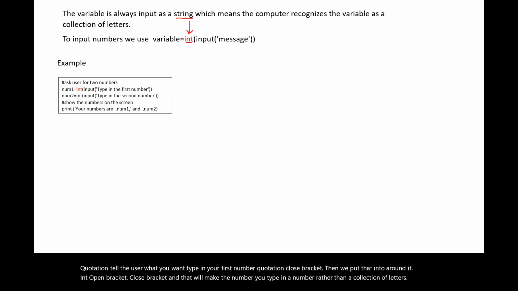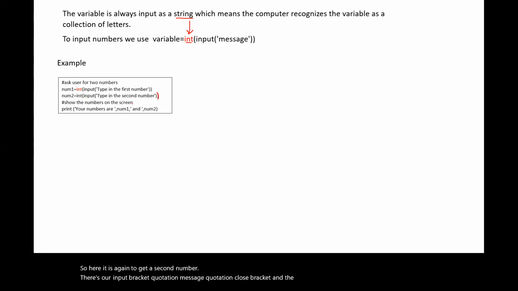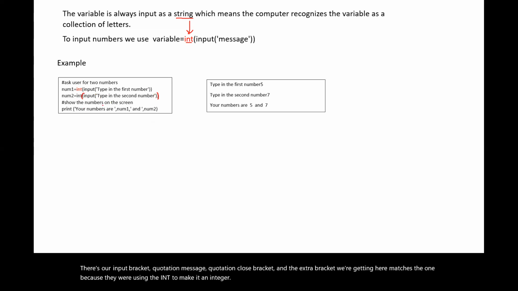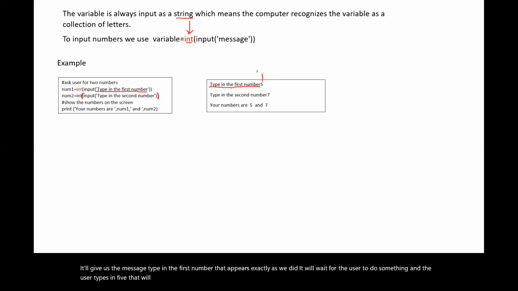So here it is again to get a second number. There's our input, bracket, quotation, message, quotation, close bracket, and the extra bracket we're getting here matches the one because we're using the int to make it an integer. How does it work? It'll give us the message, type in the first number, that appears exactly as we did. It'll wait for the user to do something, and the user types in 5. That will get stored as num1.